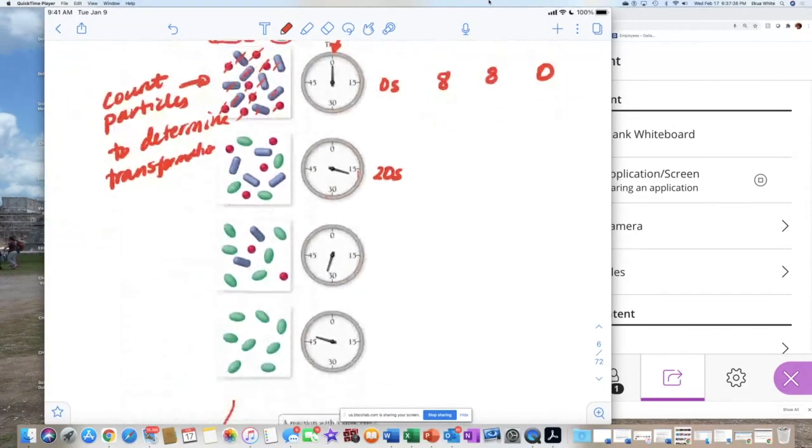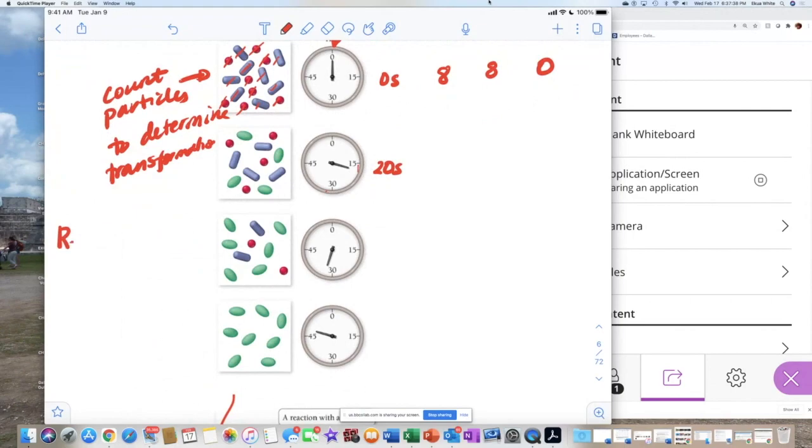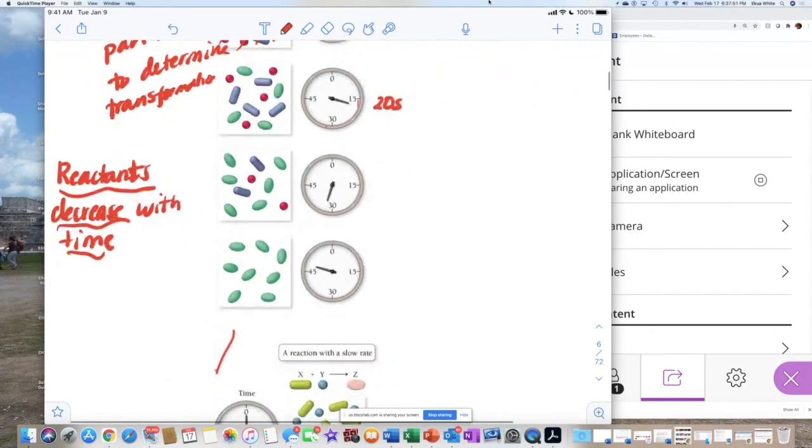Remember, reactants, I'm going to write on the side here, reactants decrease with time because they're being consumed, right? And then what happened to products? The opposite, they're being made. Products increase with time.